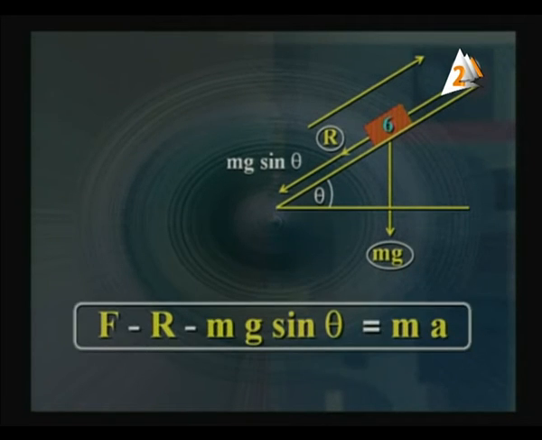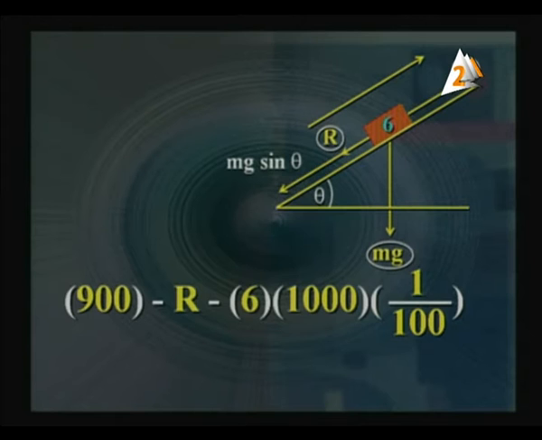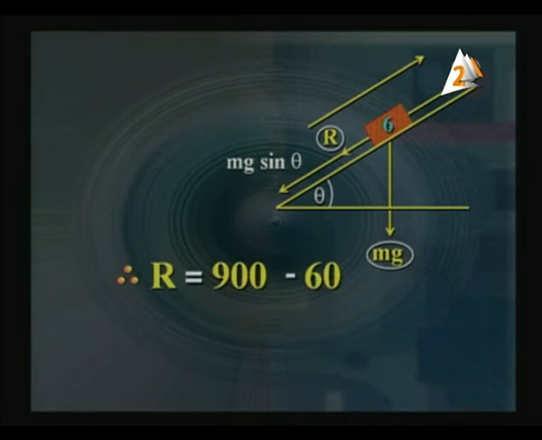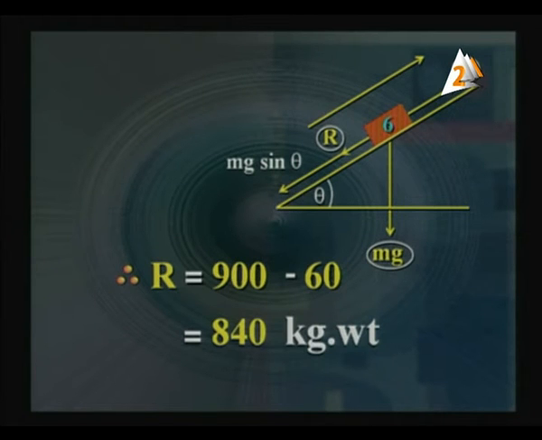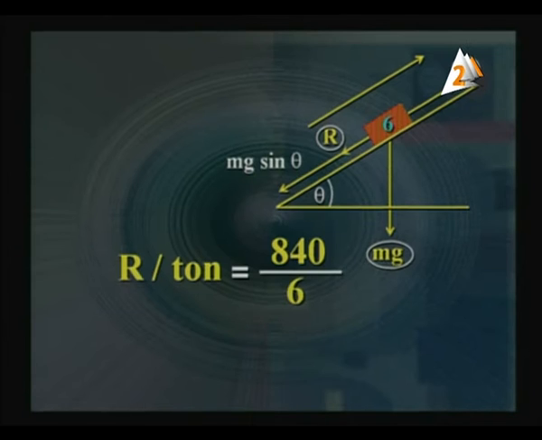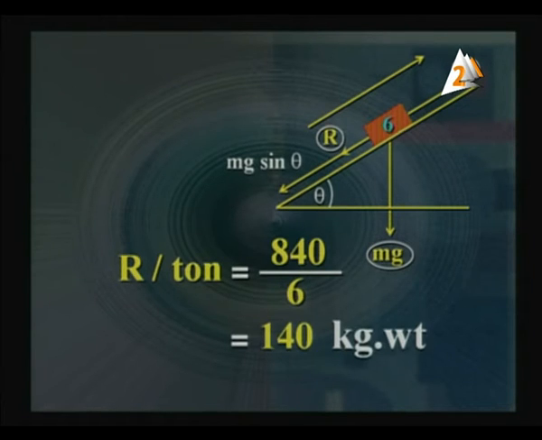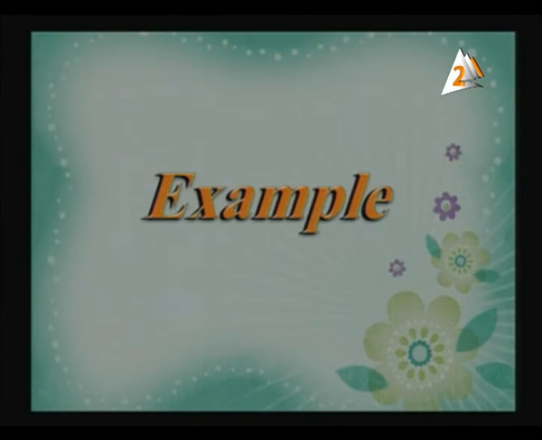Also, the equation of motion is given by F minus R minus mg sine theta equals ma, and 900 minus R minus 6 times 1000 times 1 over 100 equals 0. Therefore, the resistance of the road R equals 900 minus 60 equals 840 kilogram weight. And the resistance per each ton is equal to 840 divided by 6 equals 140 kilogram weight. Let us see another one.